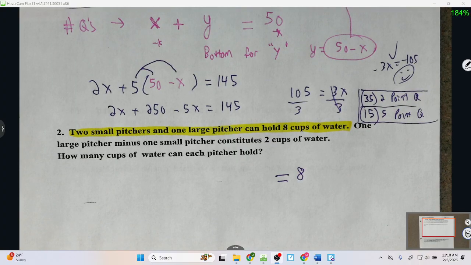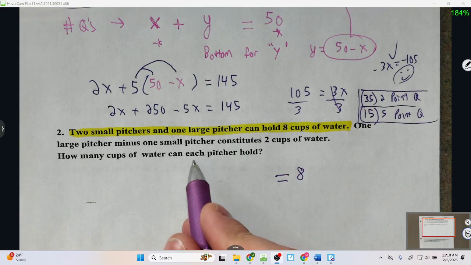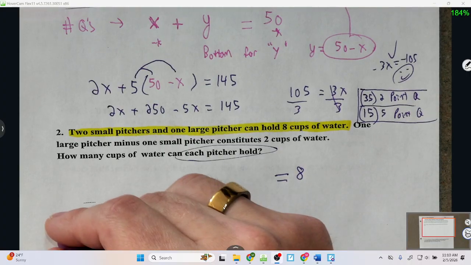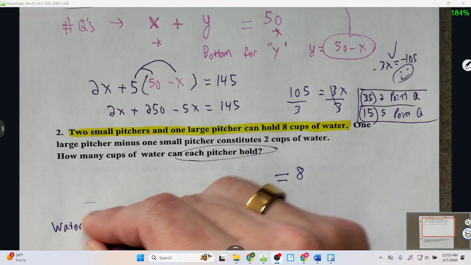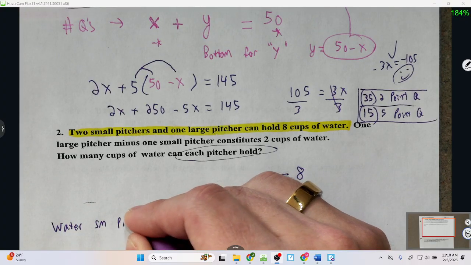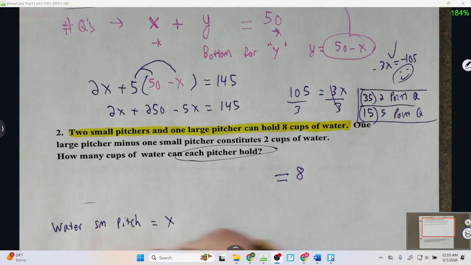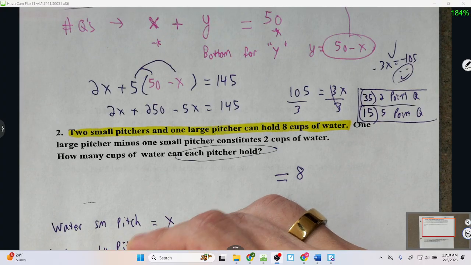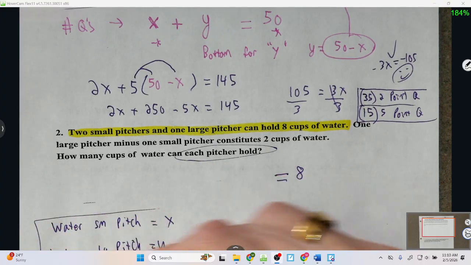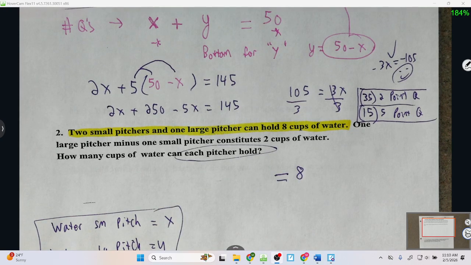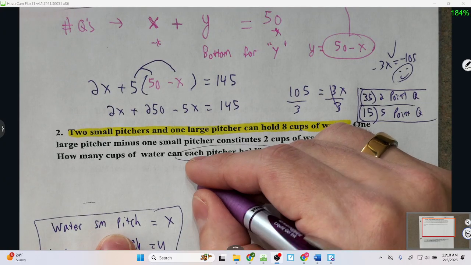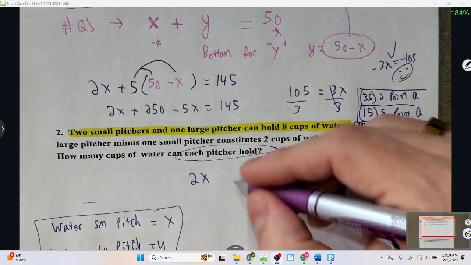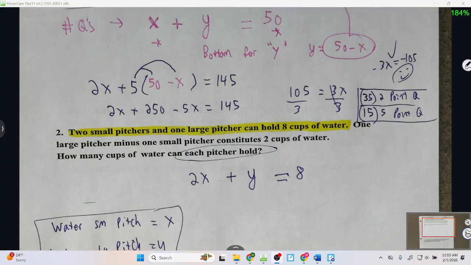X and y. So if they're asking for each pitcher, aren't they basically asking for the water in the small pitcher? Can that be x? And the water that the large pitcher holds, maybe that should be y. So we'll define our variables like that. Now, if we had 2 of these small pitchers, that much water is 2x. And we had 1 large pitcher, that's just y. You cool with that?